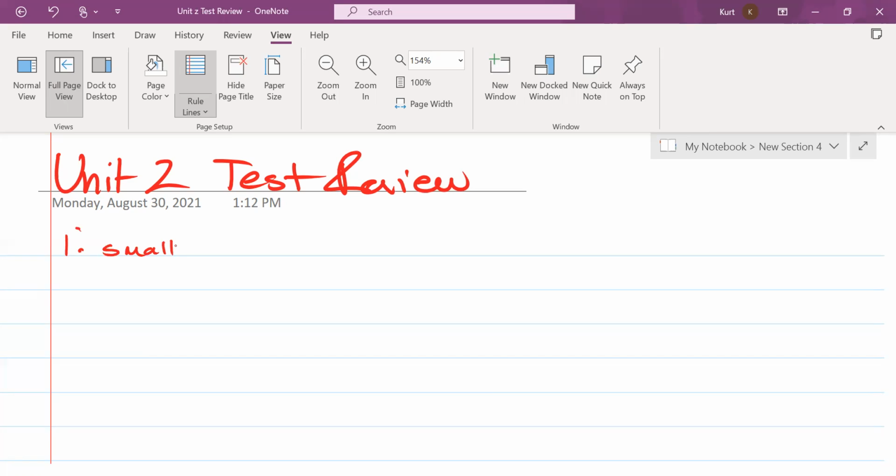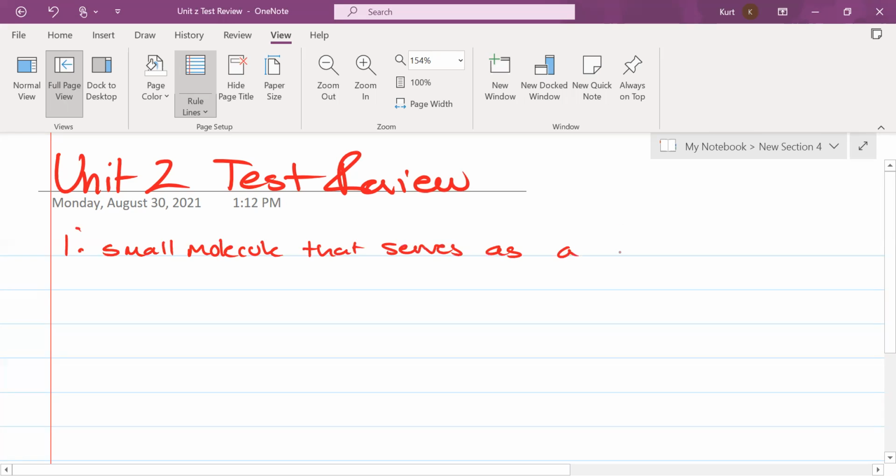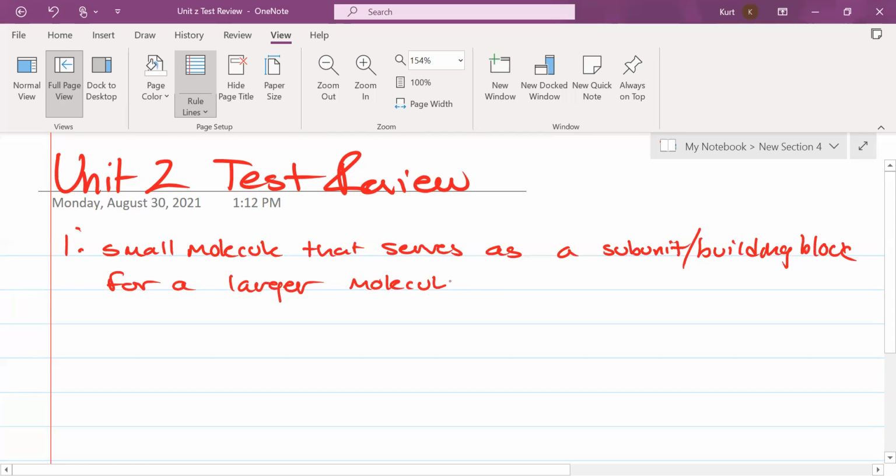Ladies, you want to give them an assist? A small single unit. Small molecule that serves as a subunit or building block for a larger molecule. And so, Jack, what do you have for polymer?